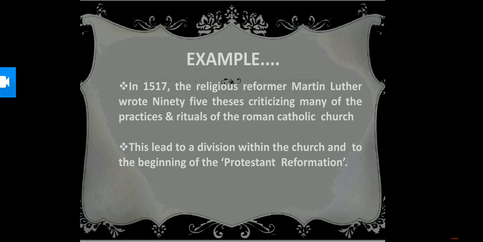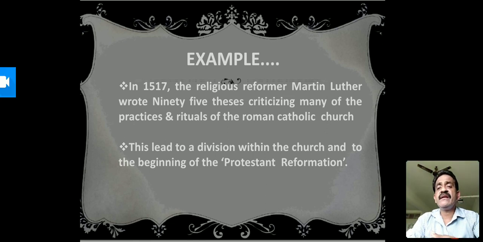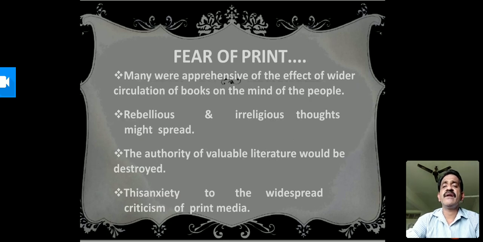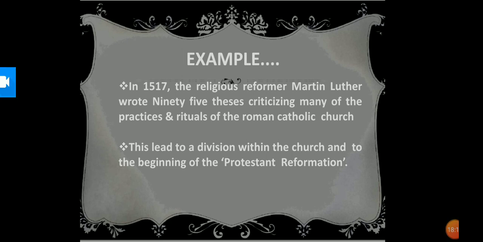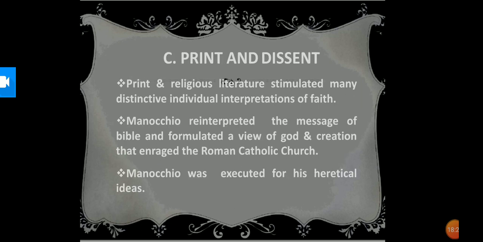Let us take an example over here. In 1517, the religious reformer Martin Luther wrote 95 Theses criticizing many of the practices and rituals of the Roman Catholic Church. So there was a fight among different religions, and among the people belonging to a particular religion. This was slowly resolved after a period of struggle. This led to division within the church at the beginning of the Protestant Reformation.